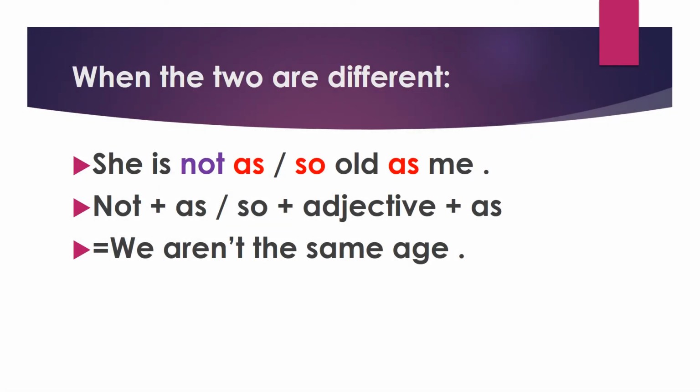But when the two are different, we use not plus as or so plus adjective plus as. Like I say, she is not as old as me, or she's not so old as me. Remember that we can't use so except when we talk in the negative form. We can't use so in the affirmative sentence. And that equals, we say, we aren't the same age.